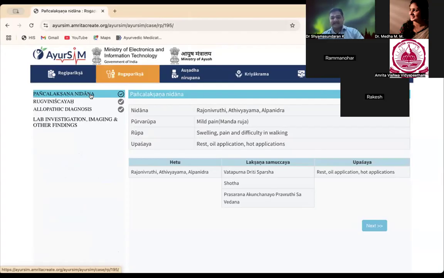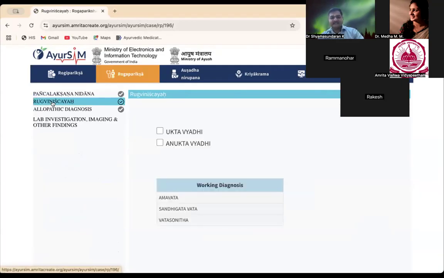This is an important learning. Otherwise, the student will not know where the Panchalakshana Nidana comes. Again, Rugvinishaya. Is it an Ukta Vyadhi or Anukta Vyadhi? This is also a very important page. Students don't know what is the big deal if you identify a particular disease as Ukta Vyadhi or Anukta Vyadhi. The only difference is that Ukta Vyadhis will have a Chikitsa Sutra already mentioned in the text, and they just have to refer to that Chikitsa Sutra and maybe modify it a little and do the treatment.